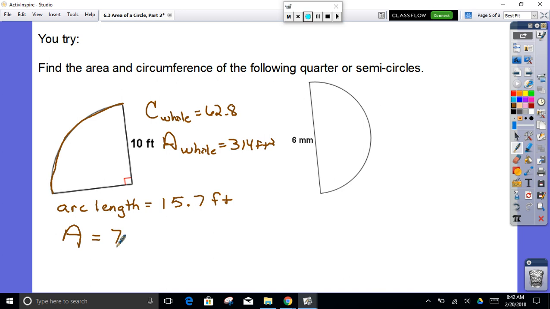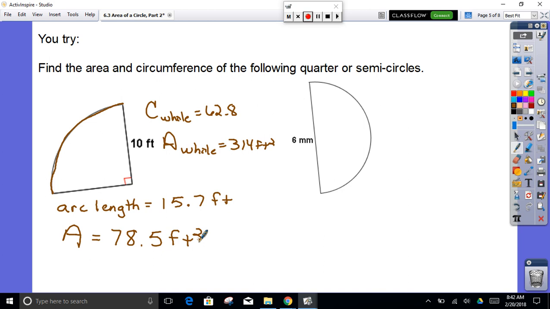Yep, that's it. 78.5 square feet. I prefer that you do it to the nearest tenth, but it's okay. It's not wrong. I didn't specify up here.